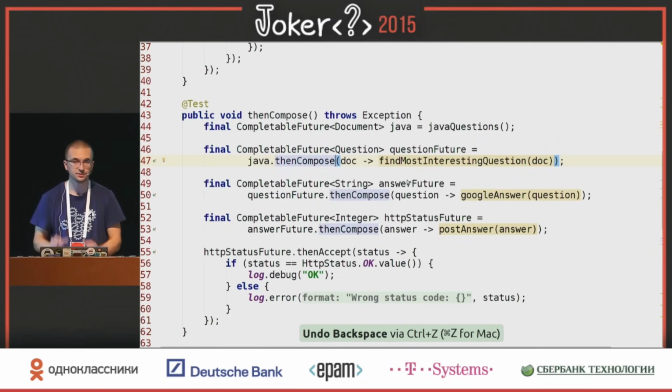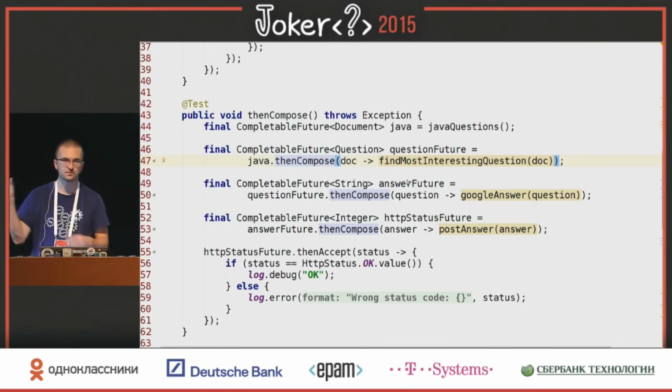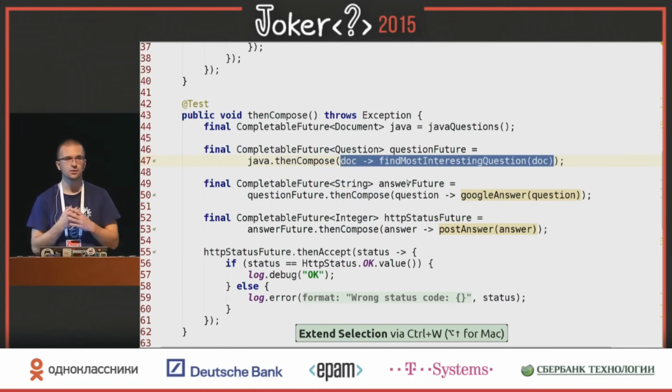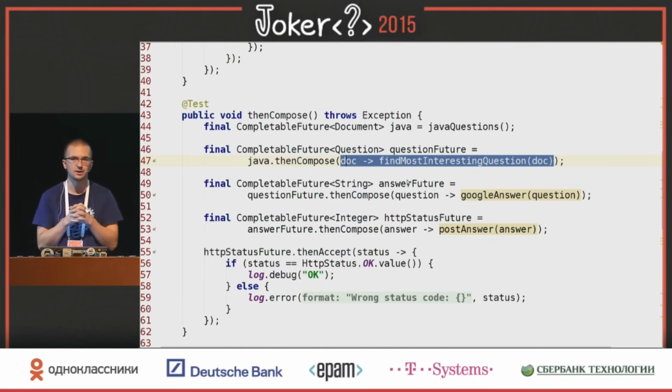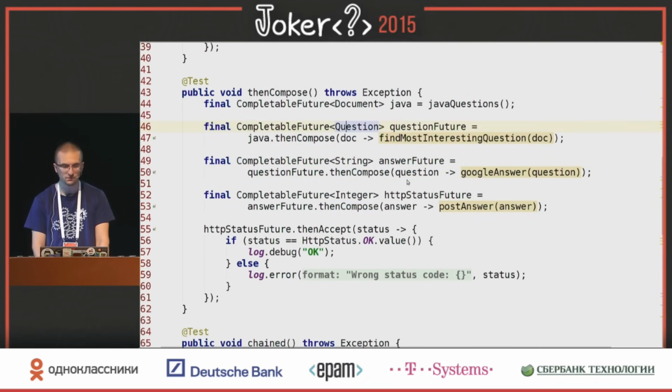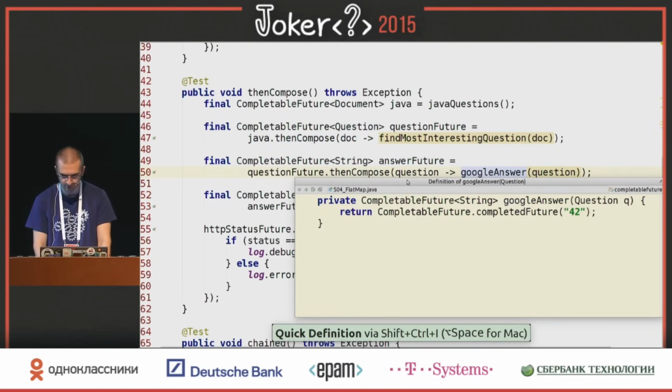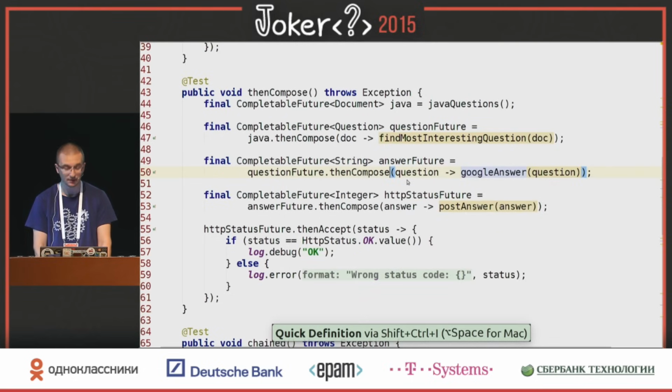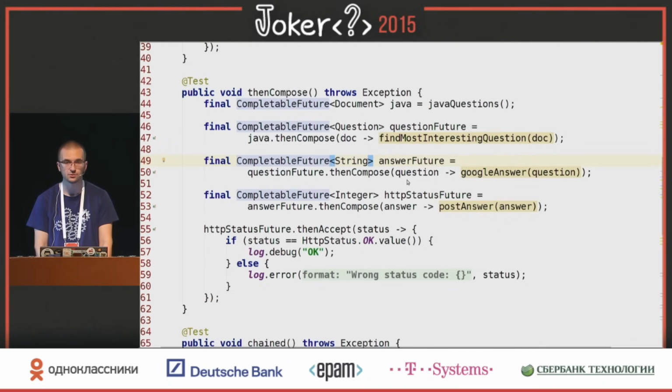So what then compose does, the only difference between these two, is that it requires a transformation that returns a future, but it also makes sure that these futures don't nest with each other. So in a way, they are running tasks one after another. And we can do it all over the place. So now we have a future of question. Now I can do Google answer, which again was returning a future of string. However, since I'm not using then apply but then compose, I get a future of string. So we already have three background tasks running one after another. And in the very end, I'm getting a future of integer, and then I can do then accept, which is a callback, or I can do some other transformation, it doesn't matter.